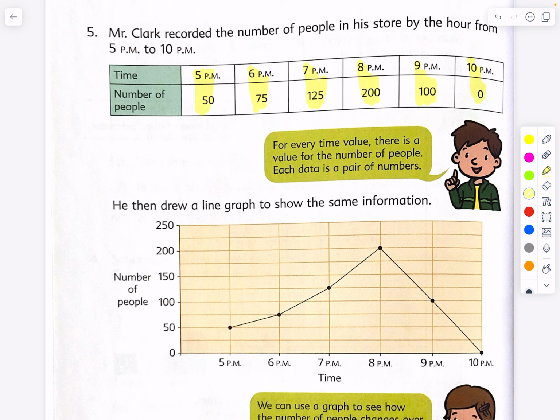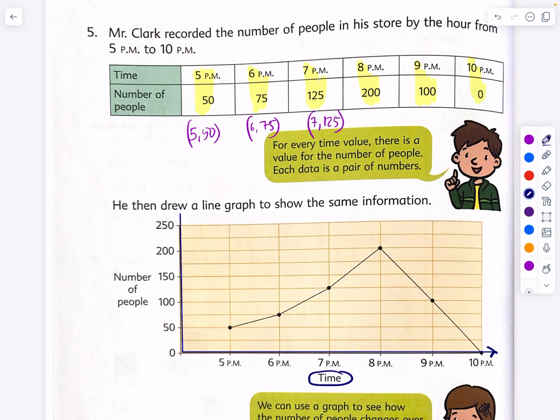And what he did, he decided to plot this data, right? We have ordered pairs (6, 75), and (7, 125), and so on. So what did Mr. Clark do? He created a coordinate plane, where he plotted the time along the x-axis, between the hours of 5 and 10, and he plotted the number of visitors on the vertical axis, on the y-axis, right? We have the number of people visiting the store, and that ranges from 0 to 250.